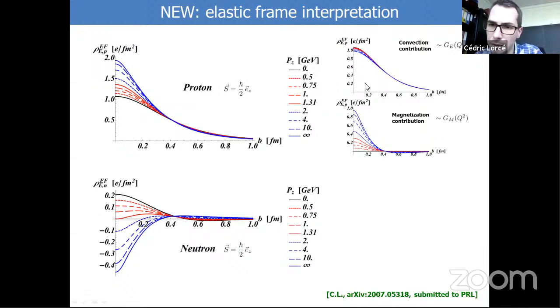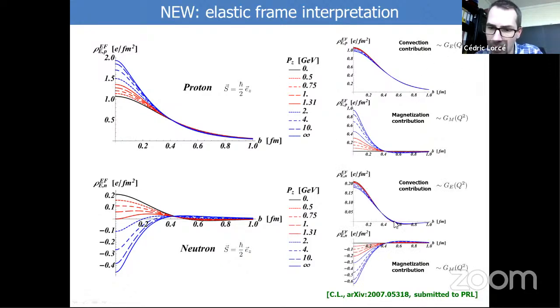So if you decompose again into convection and magnetization contributions, you see that the convection contribution, the rest frame density, is always the one we know. It doesn't change much, because it is only associated with the Wigner rotation. It's just positive in the center, negative in the outer region. But the relativistic effect is to mix the rest frame charge density with the rest frame magnetization contribution, multiplied by some factor that depends on the velocity. And for the neutron, the magnetization contribution is negative. And so it competes with the rest frame charge distribution, and is actually larger than the rest frame charge distribution.